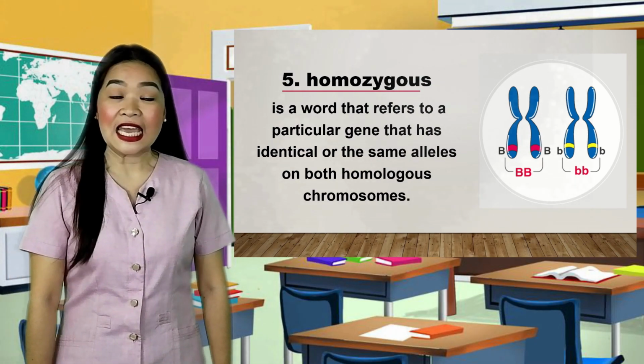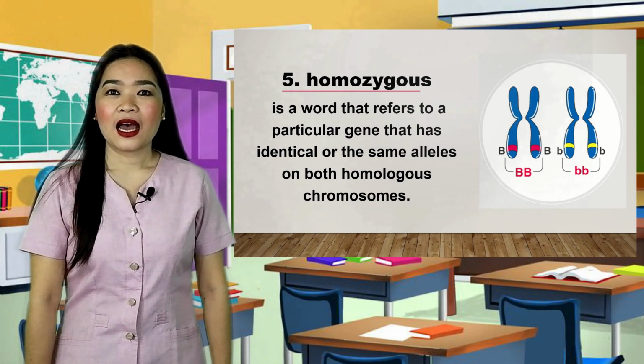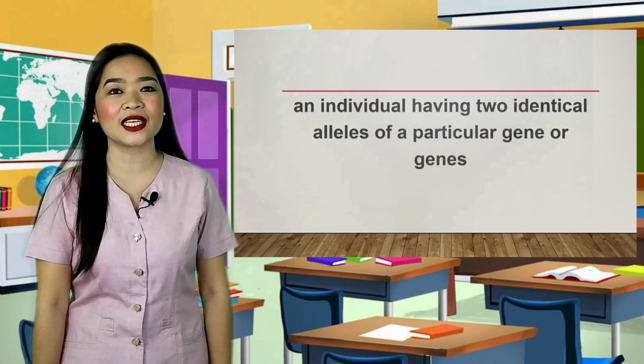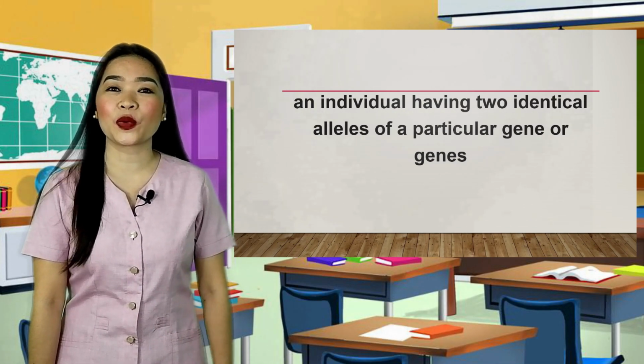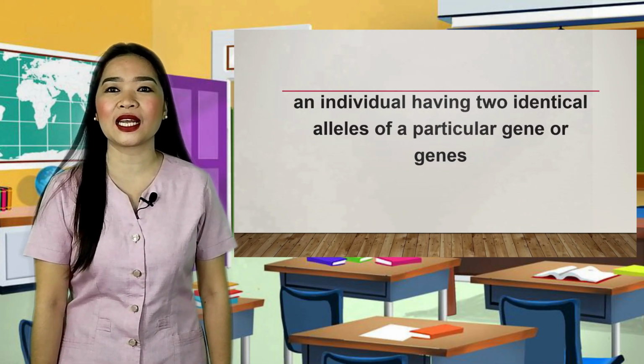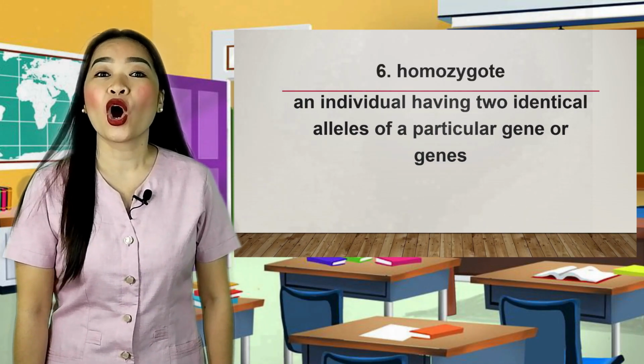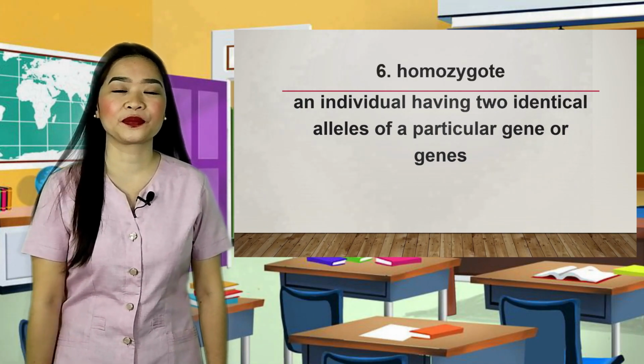Number 6, an individual having two identical alleles of a particular gene or genes. The word starts with the letter H and ends with the letter E. Great. The word is homozygote.